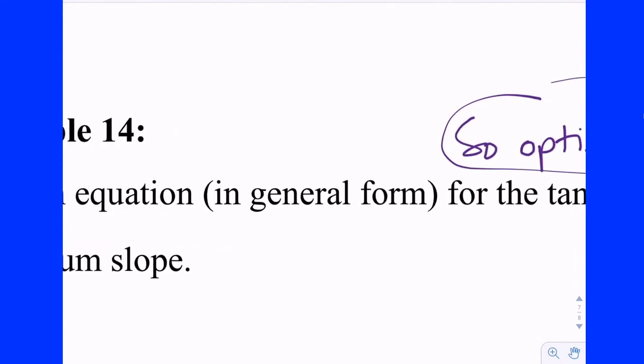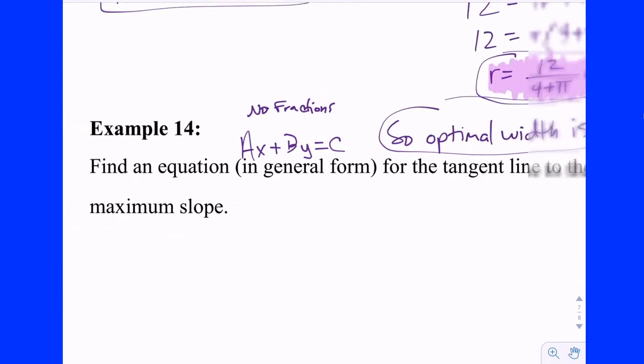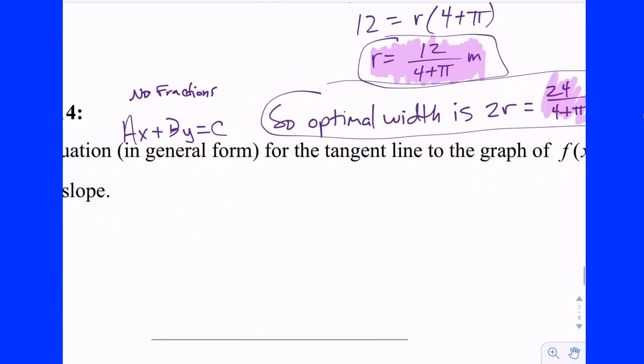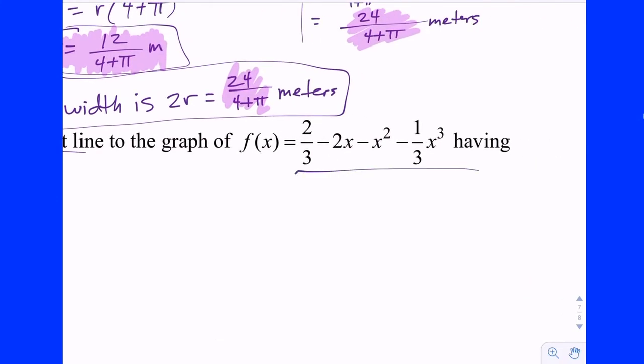All right. A general form, remember, is AX plus BY equals C, where A and B and C are what types of numbers? Integers, yeah. So that means no fractions. No fractions. Okay, so that's just thinking ahead down the road. Find an equation for the tangent line to the graph of this function.